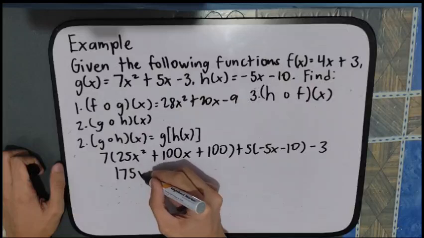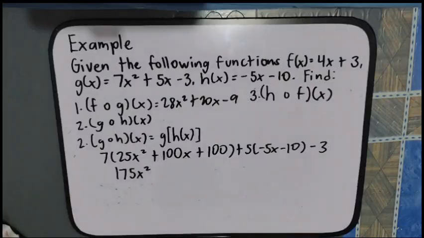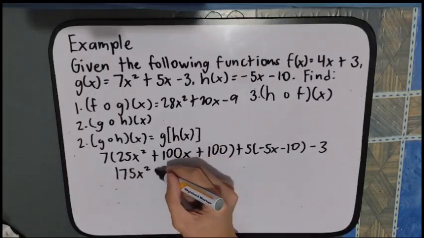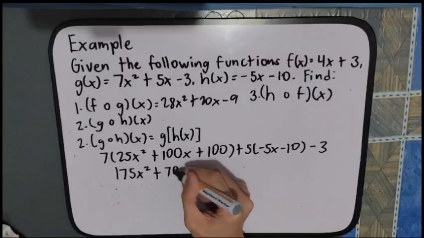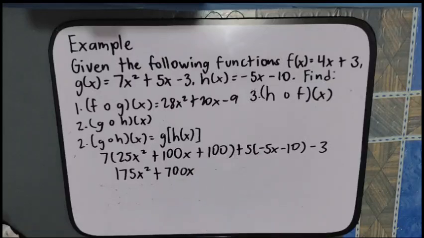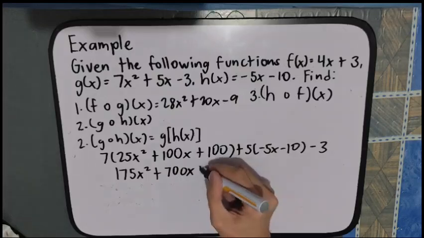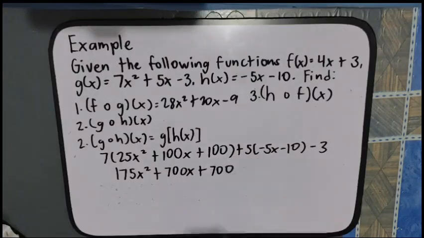Then copy the variable and the exponent. Next, we have 7 times 100x. So 7 times 100x, we have the answer of 700x. And then 7 times 100, we have the answer of 700. Positive 700.